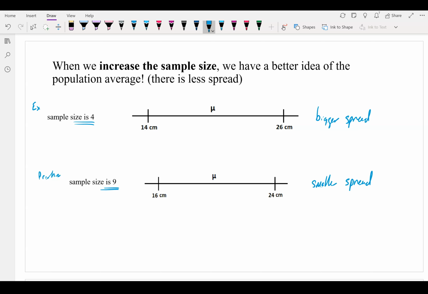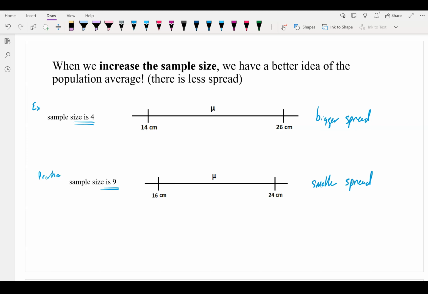Final note on that. The larger your sample size is, the better an assumption we can make on how long the fish are. Notice that this gave us 14 and 26. That's a really big spread compared to 16 and 24. The more fish we sample, the more certain we are of what the original population is, or what the length of the original population is. Take some time to sit and think about that for sure.